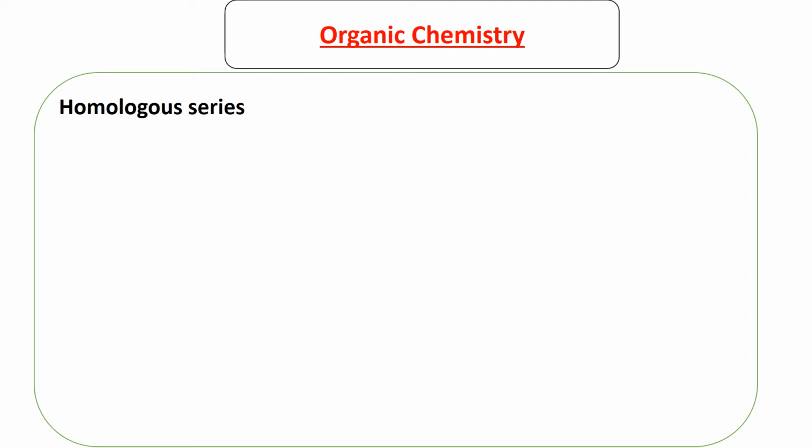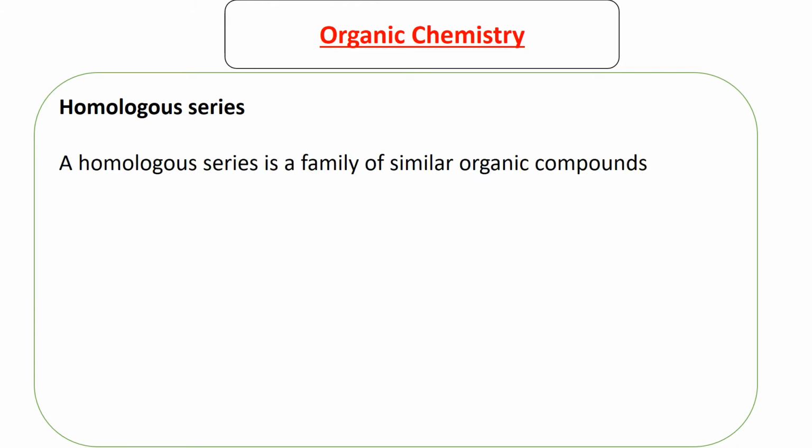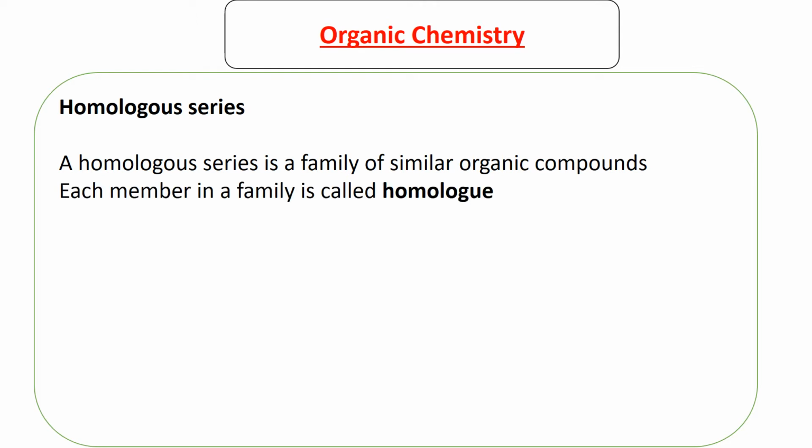Next, the next term is homologous series. What does it mean? A homologous series is a family of similar organic compounds. So organic compounds have been grouped depending on their characteristics or the way they are prepared. So they have been grouped into families. The families are called homologous series. So each member in a family is called a homology.